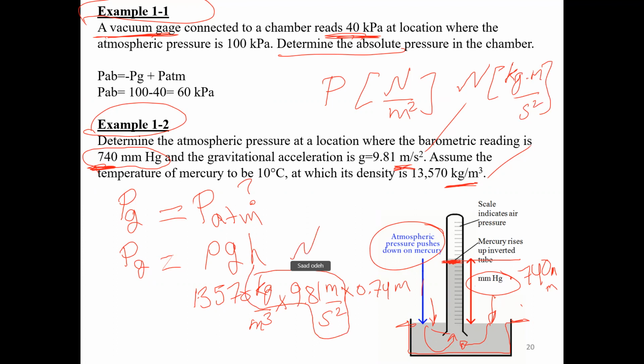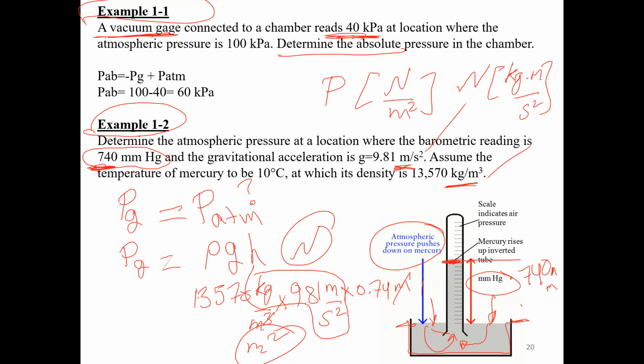So if I take this part, this is the Newton part, all right? And meter here goes with meter here, we are left with square. And we end up with the Newton per square meter, which is the pressure unit. So our solution is correct, or our units are correct. Okay. Any question?